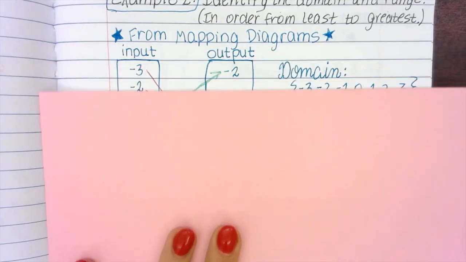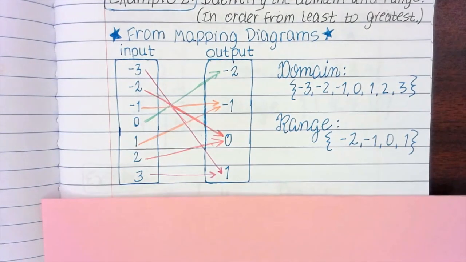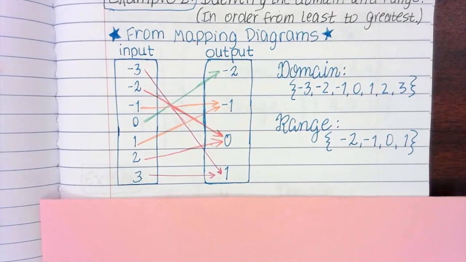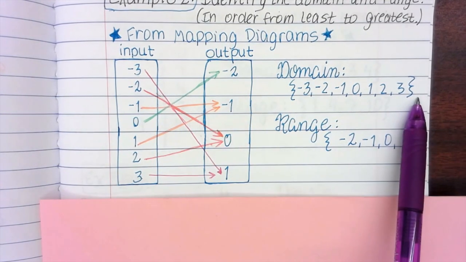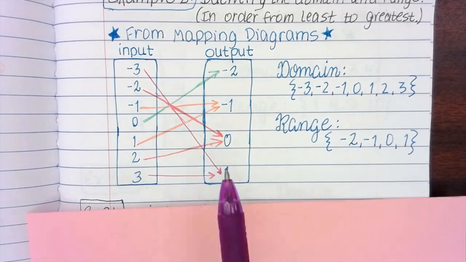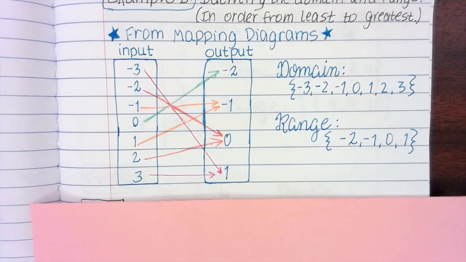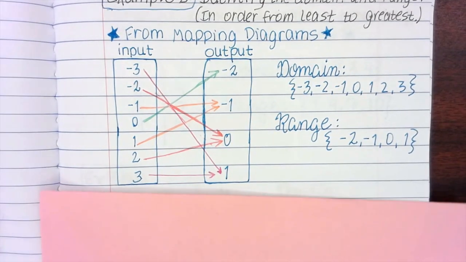Here's the next example. We had a mapping diagram instead, and a mapping diagram looks something like this. For our domain, again, you just go right to the input, which is your list of x values, and you list them all from least to greatest. And the range, you go to the output, which is your y values, and we listed those from least to greatest. Now, here's a bonus example.